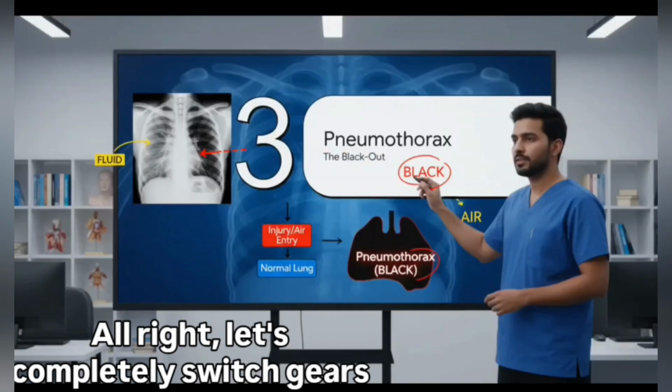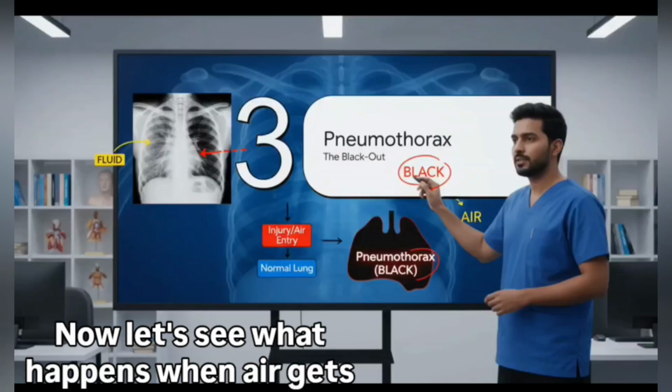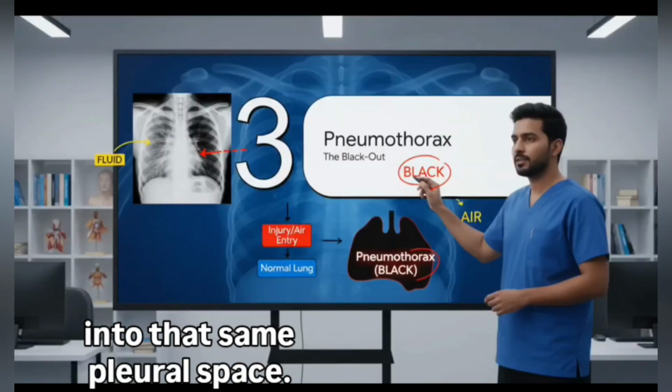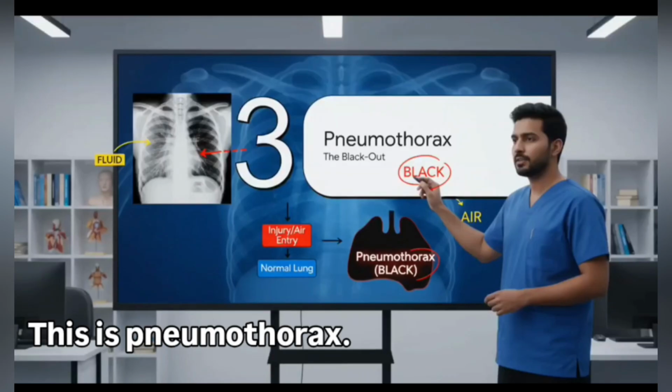All right, let's completely switch gears now. We've just seen how fluid creates a whiteout. Now let's see what happens when air gets into that same pleural space. Instead of a whiteout, we get a blackout. This is pneumothorax.